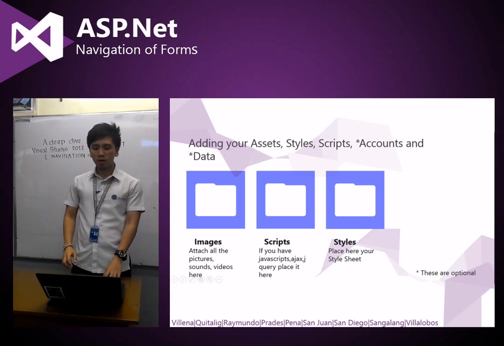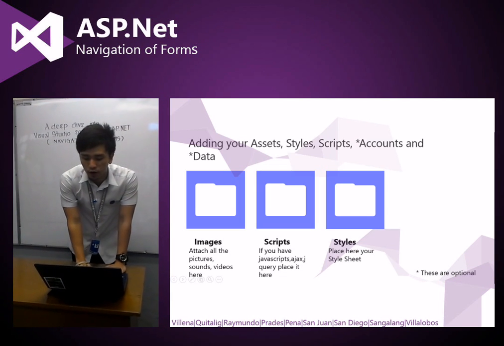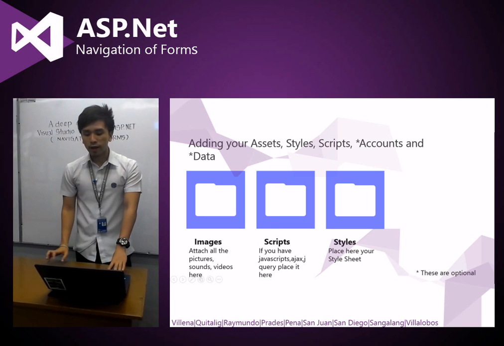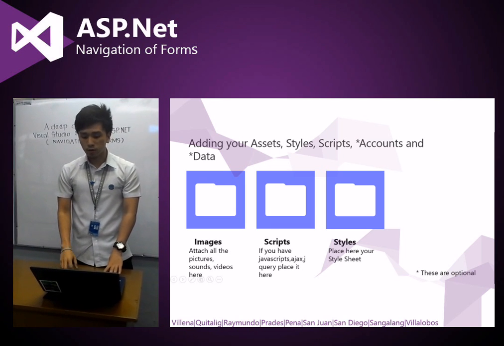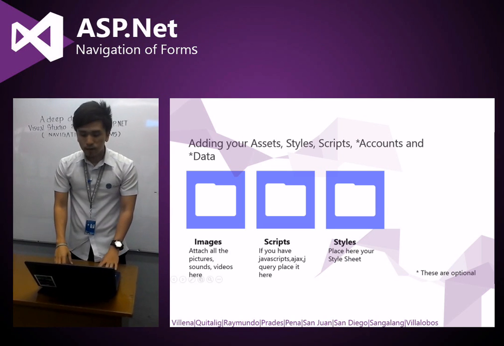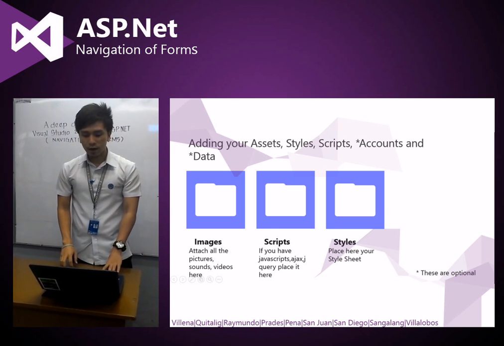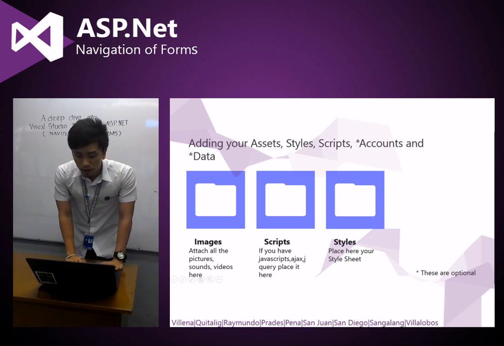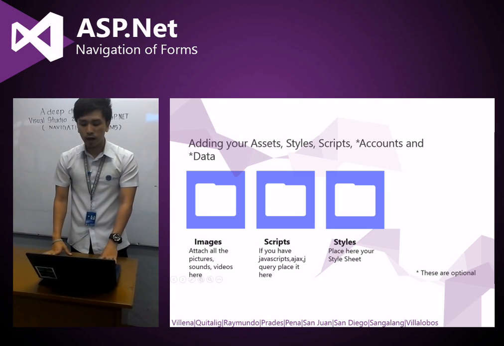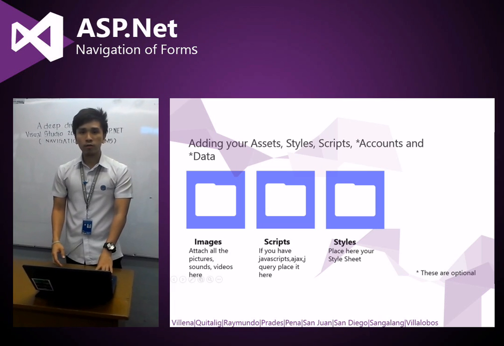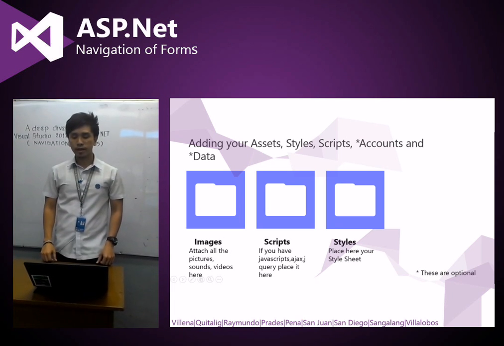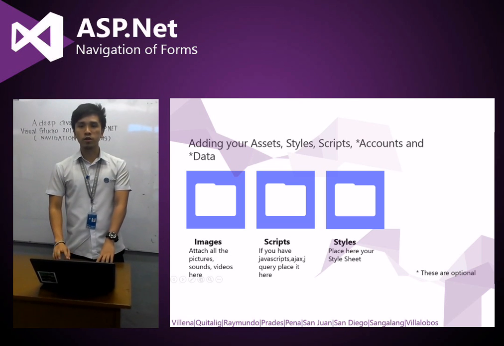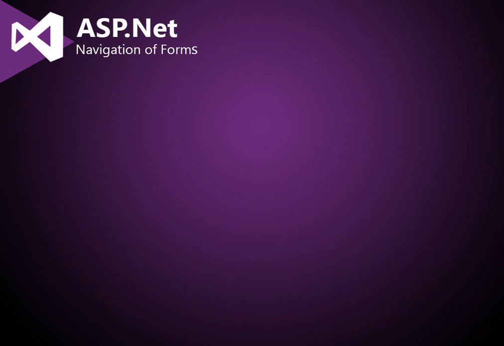I'm going to show you how to add the folders needed for the project. You're going to create three folders: images, script, and styles. In the images folder, you will put the pictures, sound, and videos. In the script folder, if you have JavaScript, Ajax, or jQuery, you will place it there. In the styles folder, you will place the style sheet, or what you call the CSS.